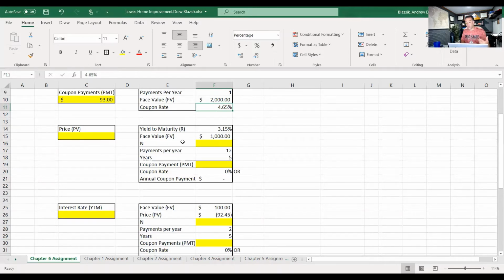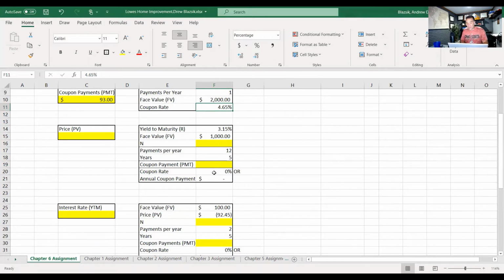We have N, number of total payments. N is not the number of payments for the year. So we'll solve that in a second. Payments per year I have there. How many years the bond is matured by. So when we talk about bonds, I don't want to go too much in depth about the terminology, but maturity would say this bond will mature in 10 years. So that would be the number of years.